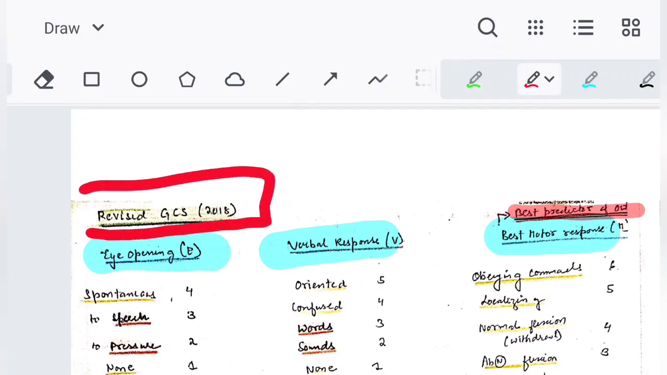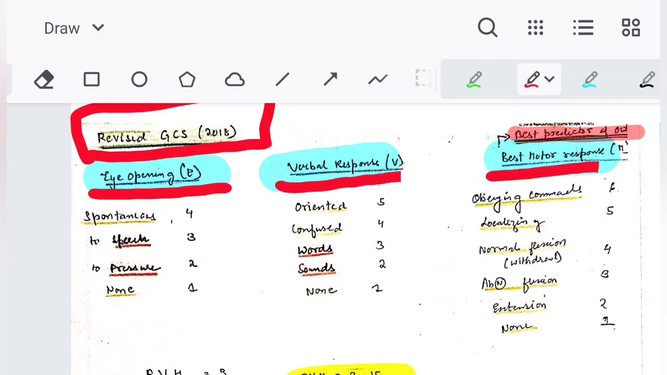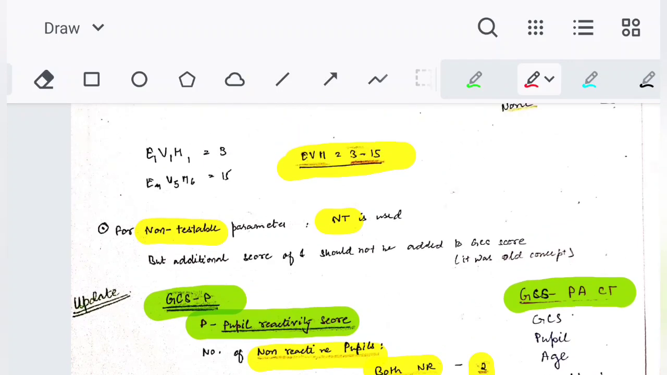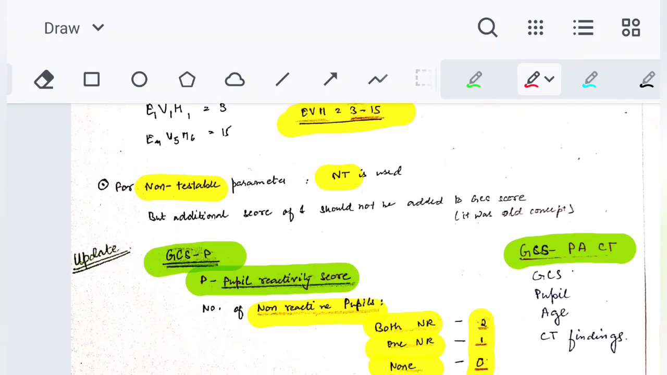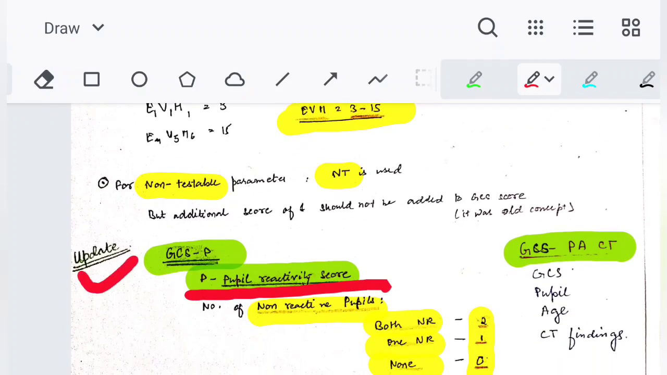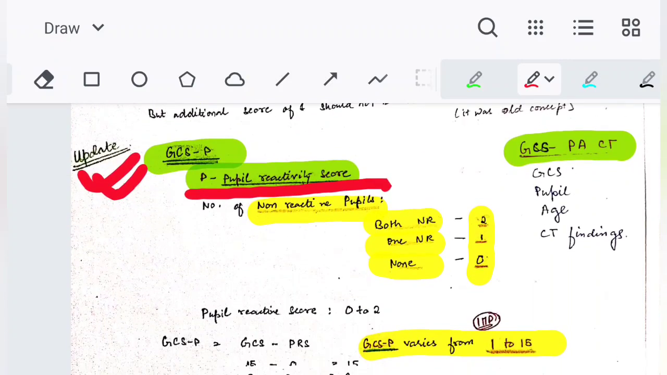Now another revised GCS has been done. The revised GCS was done in 2018, in which in addition to these three components, that is eye opening, verbal response, motor response, another component has been added, that is the pupillary reactivity score, which is also known as GCSP. So this is the update now.